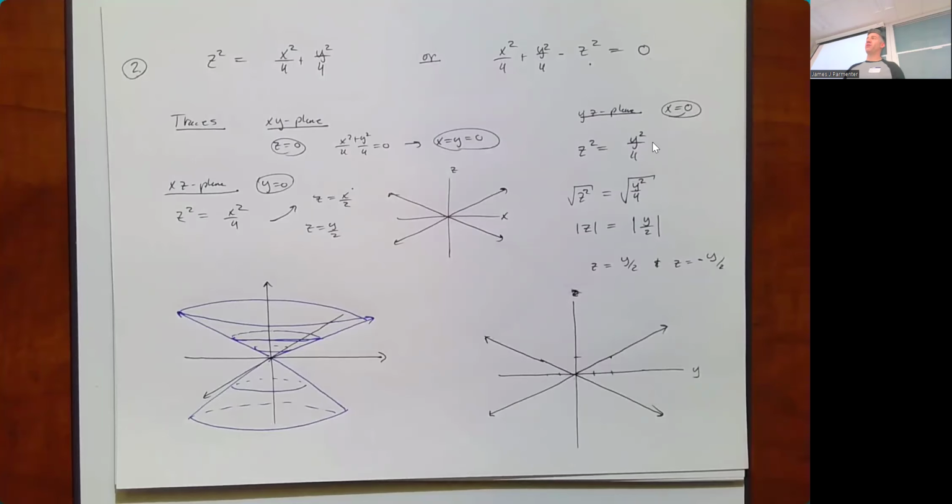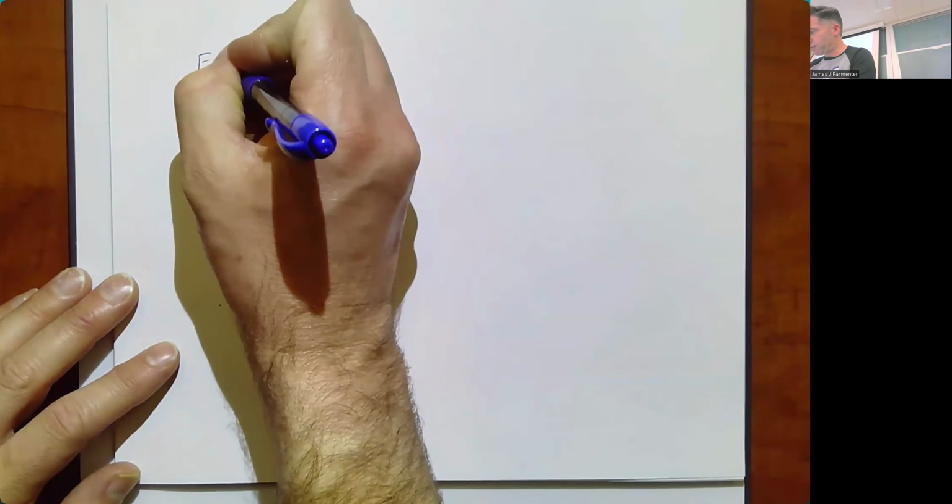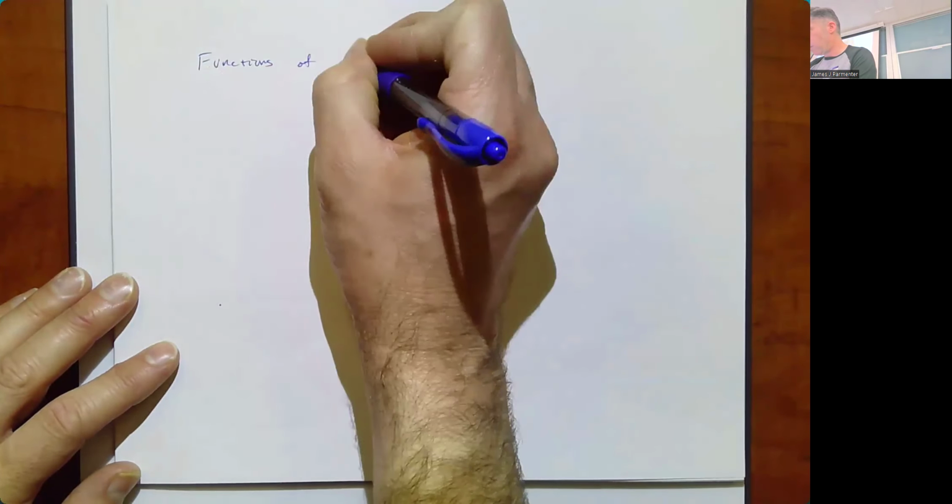We could talk more and more about these surfaces, but let's go ahead and move on, because we don't really do a whole lot of graphing of three-dimensional surfaces in this class or drawing them. What we really want to do is move on and talk about them as functions. So let's go ahead and go over to here. Let's say that we have functions of 2 variables.